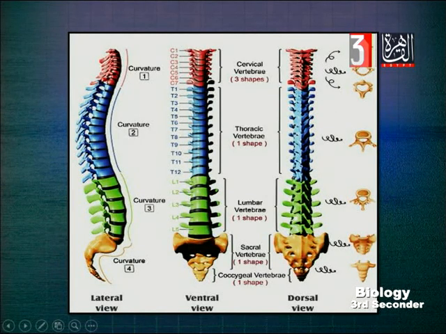This is the shape of the vertebrae. This is the atlas vertebra, number 1 of the cervical. This is the second one, the axis, and this is the vertebra of all other cervical regions. Cervical vertebrae have 3 shapes. Thoracic vertebrae are all one shape. Lumbar vertebrae are all one shape. Sacral and coccygeal vertebrae are also one shape.